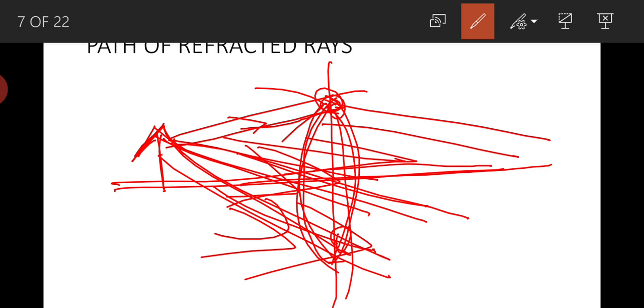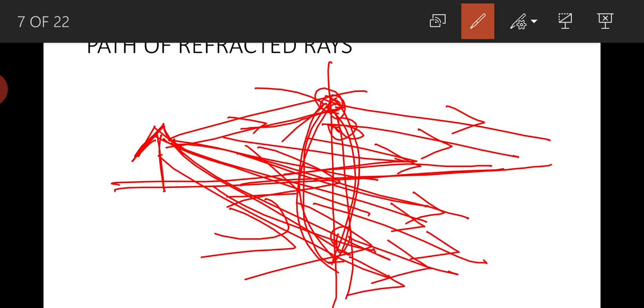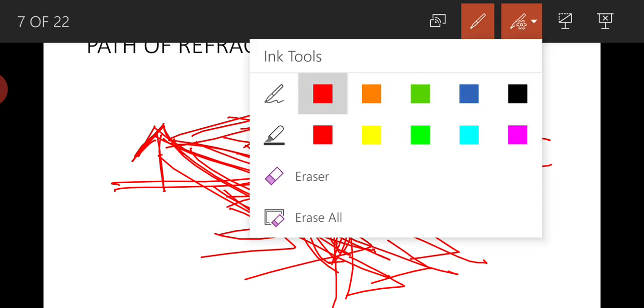After passing through the lens, we know that they will undergo refraction and divert from their path. But we don't know the path of these refracted light rays, how they are going to move after passing through the lens. That is why we are not going to use all these light rays. We are going to use only two light rays whose path is known.